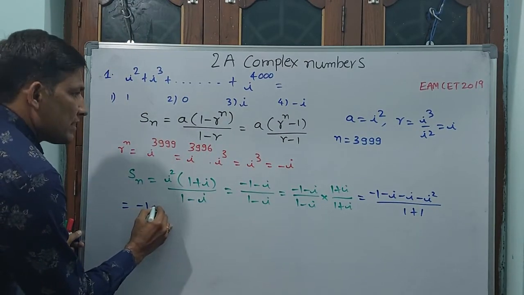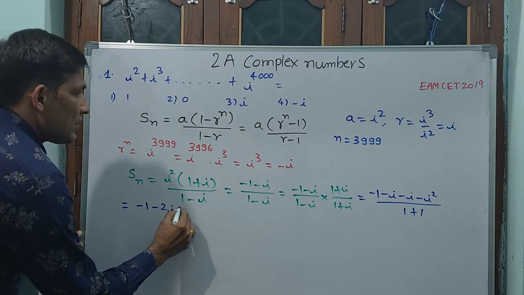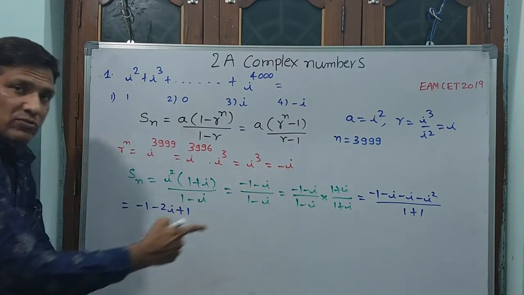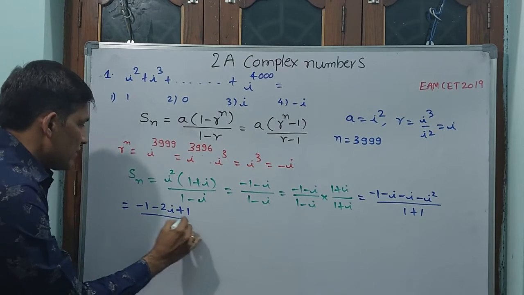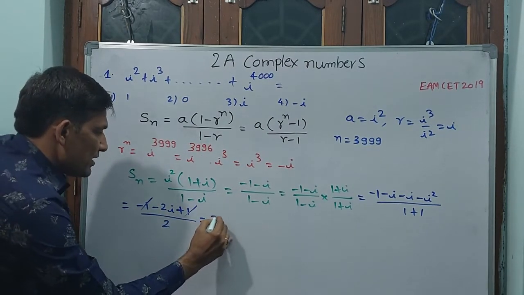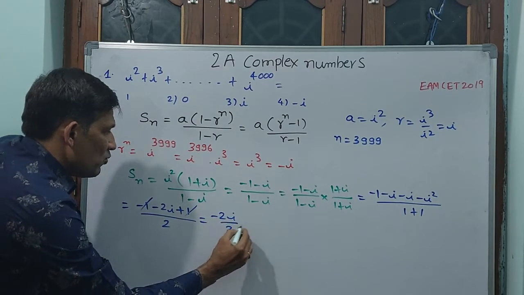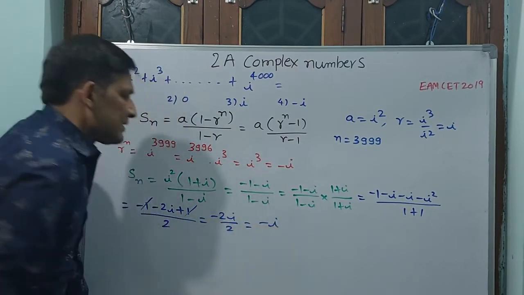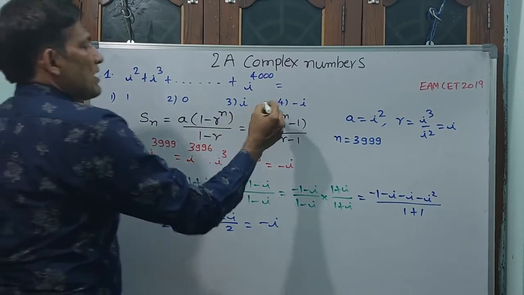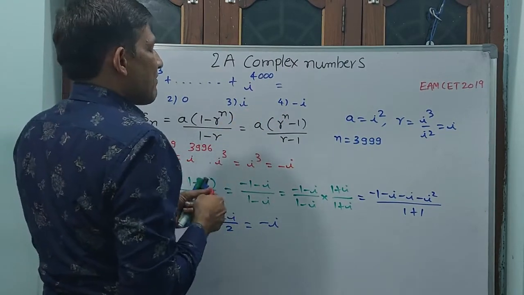You see. Minus 1 minus 2I plus 1. I square value is minus 1. Minus of I square is plus 1. That's all. Minus 1 plus 1 is going to get cancelled. Here 2 will be there. That means minus 2I by 2, that is equal to minus I. Why? Because 2 is going to get cancelled. Minus I will come. Minus I means what is the answer? The answer will be 4.